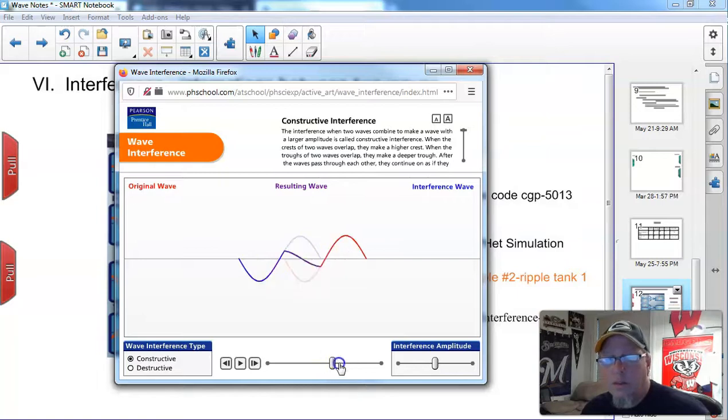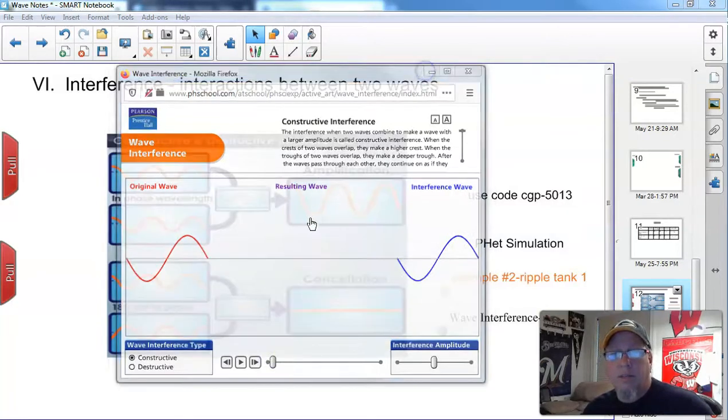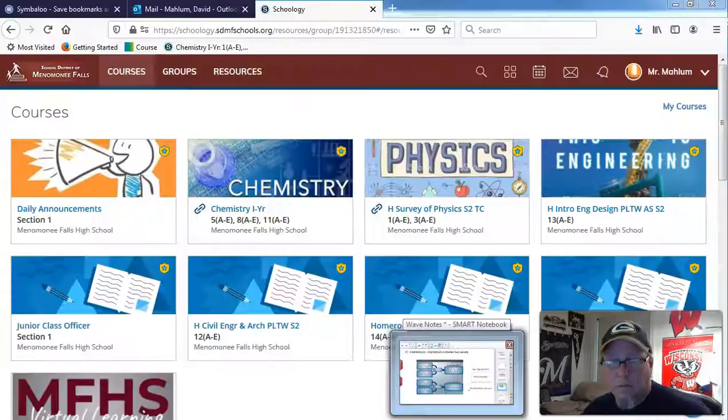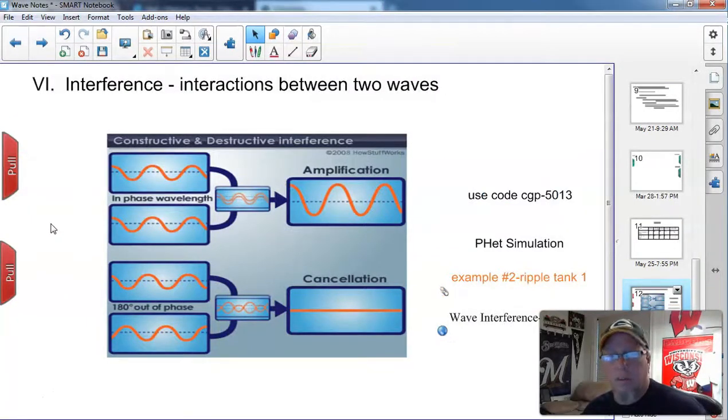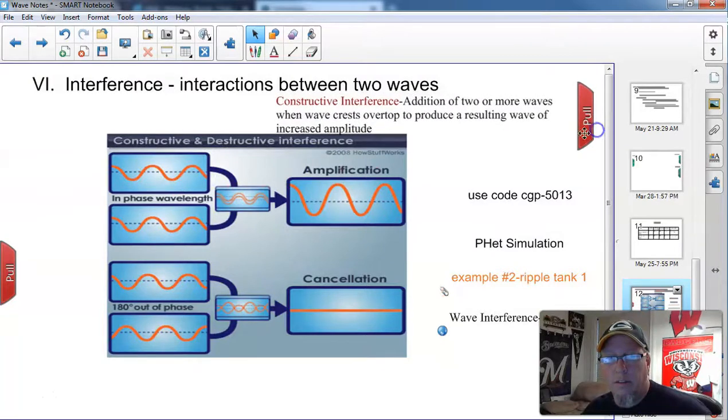So there are two ways that we describe how waves interact. We call it constructive interference and destructive interference. I first want to talk to you a little bit about what constructive interference looks like, and I'm going to put that right underneath that sign. Feel free to write these down as notes. Pause the video right now. Write down what constructive interference is.